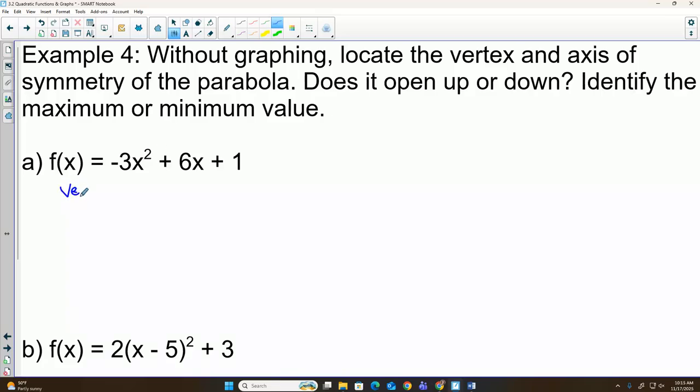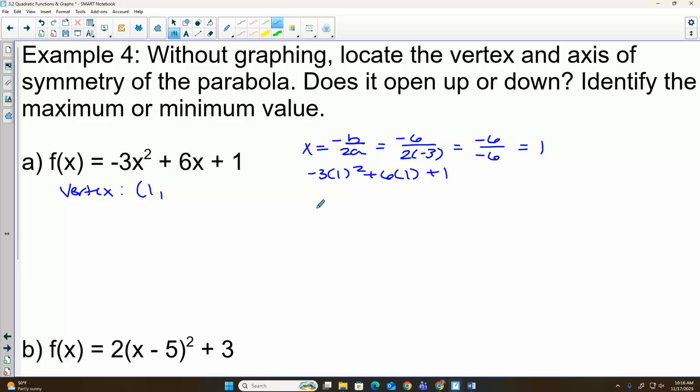So the vertex, we should know how to do that by now. What do I have to do first? So the opposite of 6 would be -6 over 2 times -3. So -6 over -6 is 1. And then to get y, you plug in a 1. You get -3 plus 6 plus 1, which gives me 4. So my vertex is 1, 4.